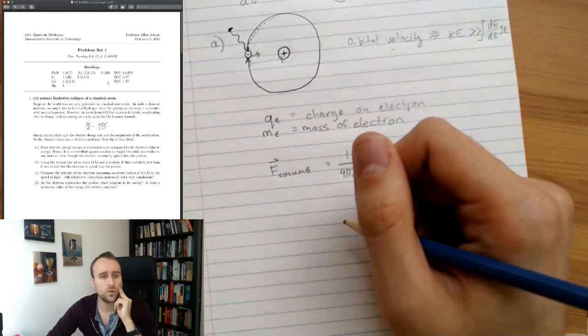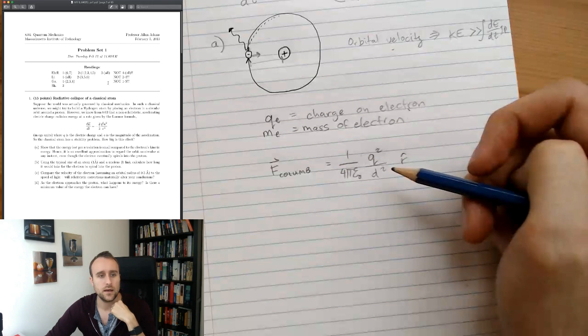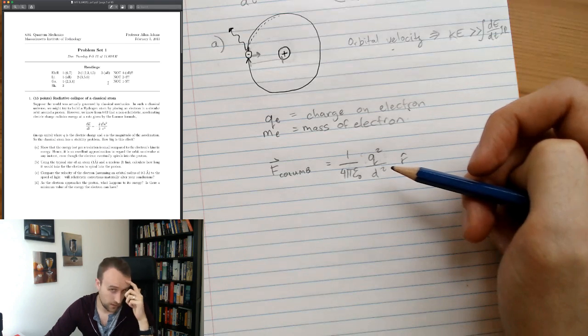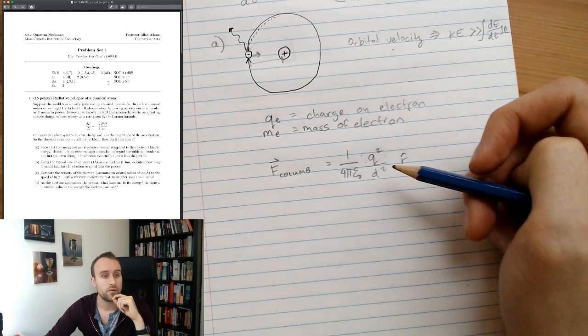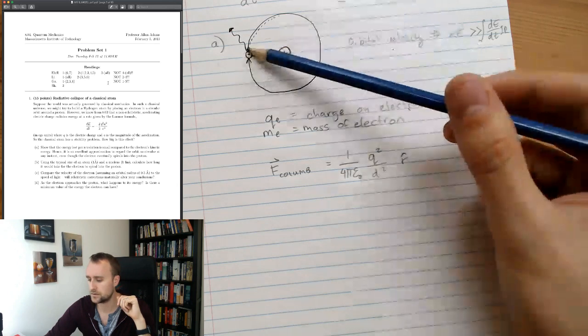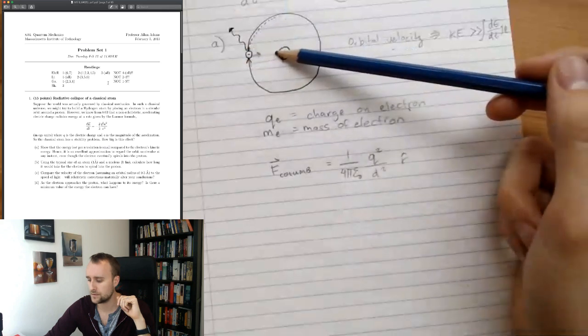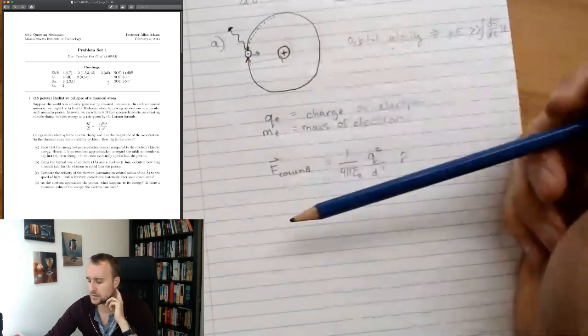Now, where are we here? Let's see. This is our Coulomb force. Now we need to know what the force is for how fast it's going. Now the problem here is that the particle is going to be going slower further out and faster further in, but it's proportional to this.